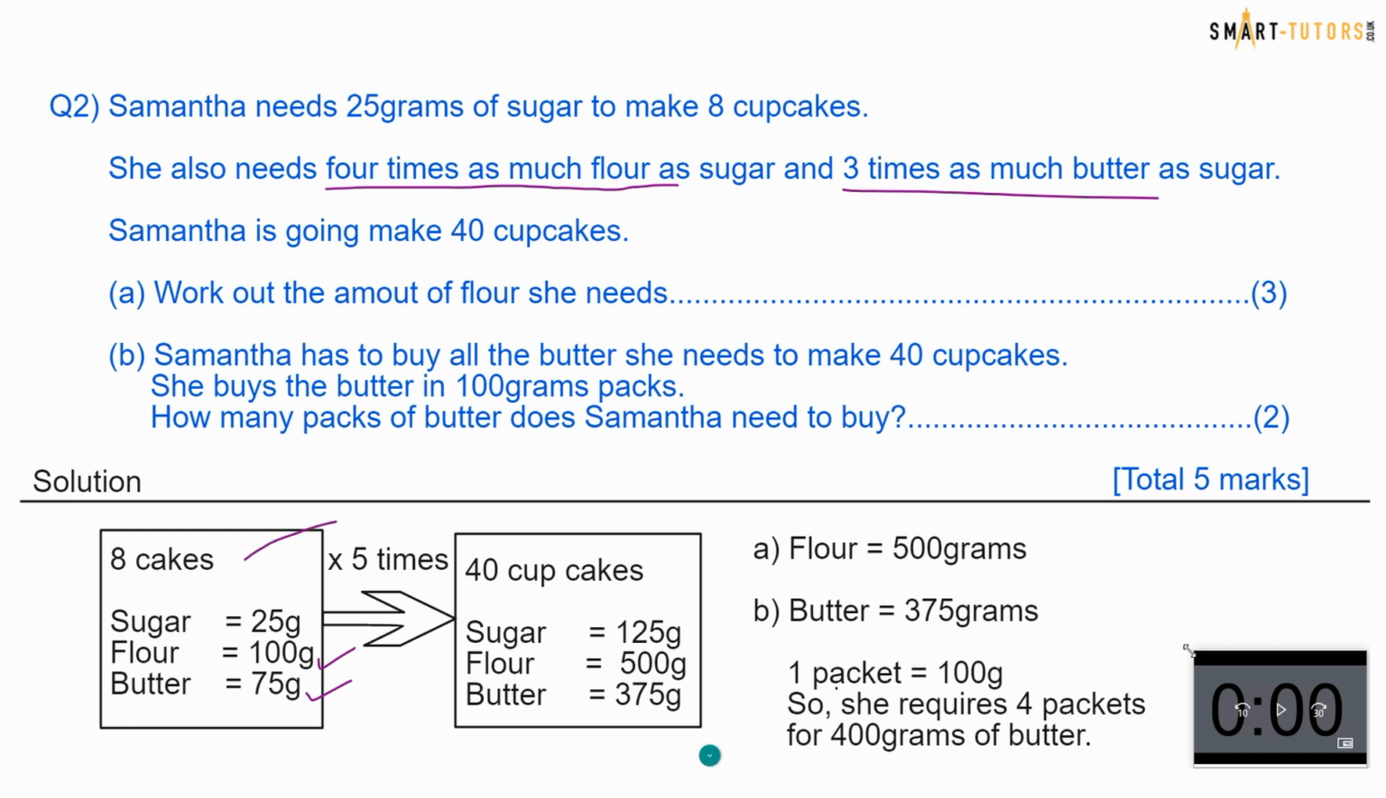So 8 turns into 40 by timesing it by 5. The idea behind this question is that each and every ingredient needs to be multiplied by 5. So sugar is going to be 25 times 5 is 125, 100 times 5 is 500, 75 times 5 is 375, right? So this is the amount of ingredients she needs to make these cupcakes for 40 people.